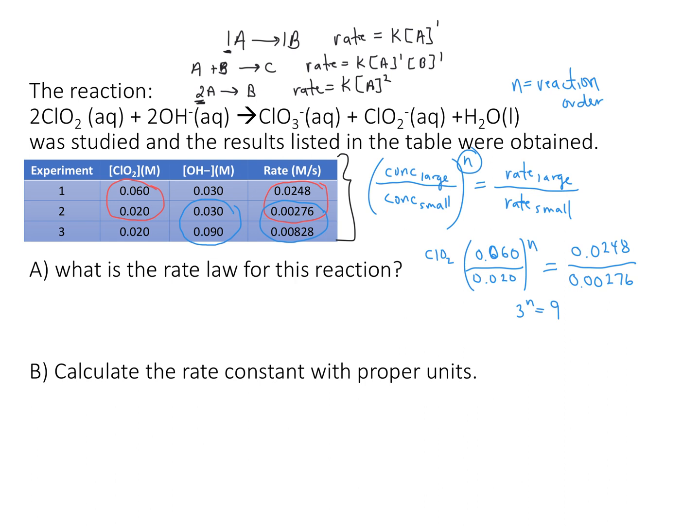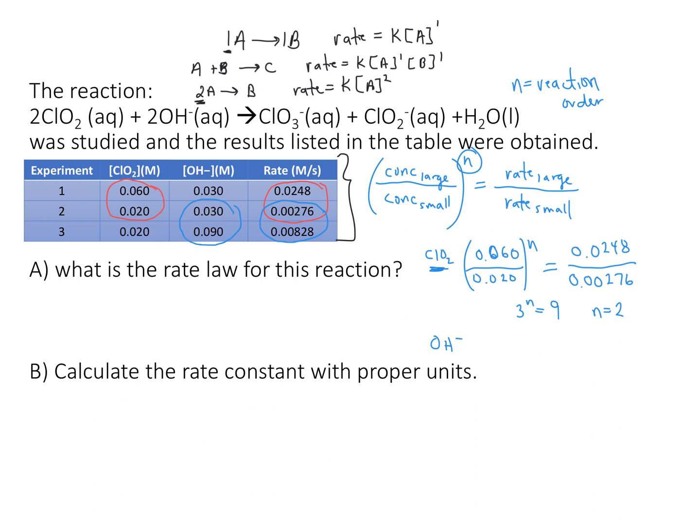So what is the order of this reaction for chlorine dioxide? Well, 3 raised to what power equals 9? 3 squared equals 9. So n equals 2 for chlorine dioxide. I want to do the same calculation for hydroxide now, except now I'm going to use experiments 2 and 3.